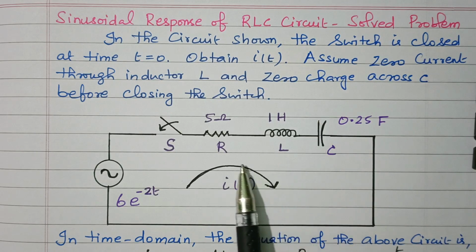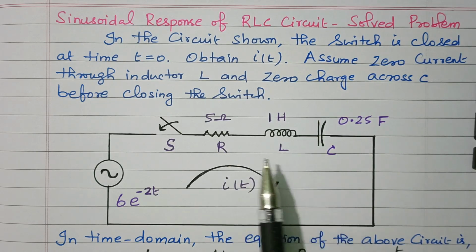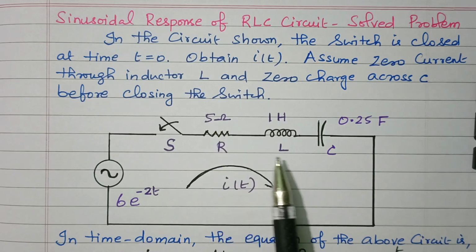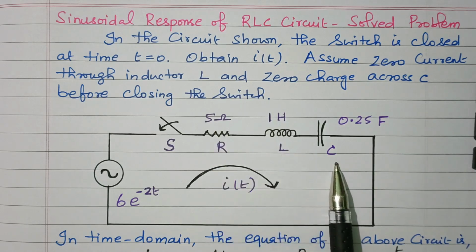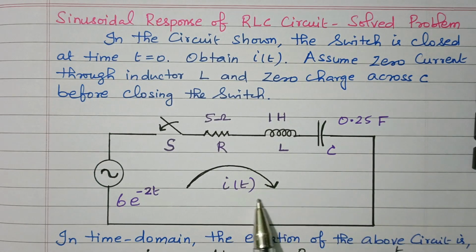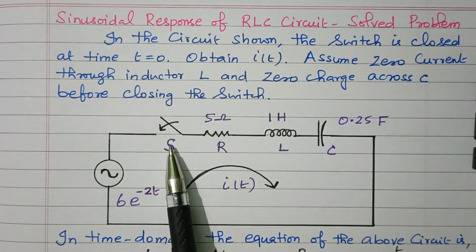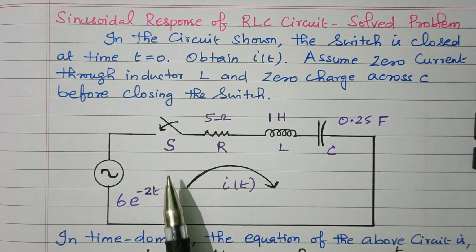Now we will go to the topic. RLC circuit. R, L and C are connected in series. R value is 5 ohm, L is 1 Henry, C is 0.25 Farad. This is the transient current. We need to find the expression for this transient current. The applied voltage is exponential form, 6 e power minus 2t. The switch is closed at t equal to 0.